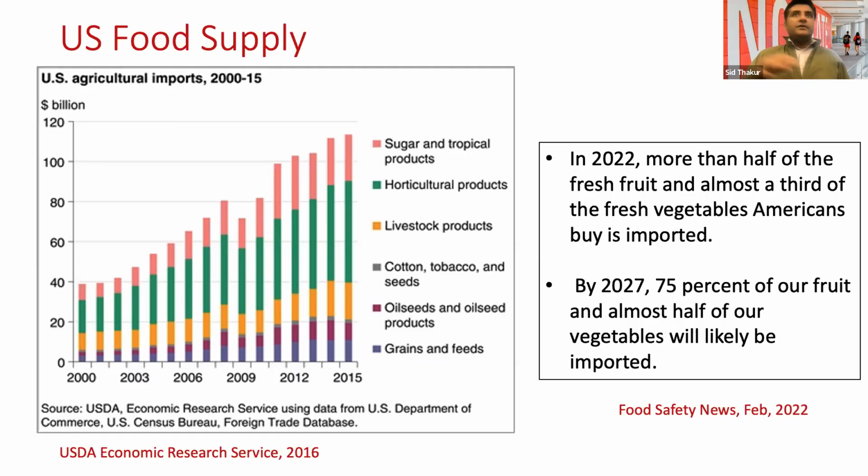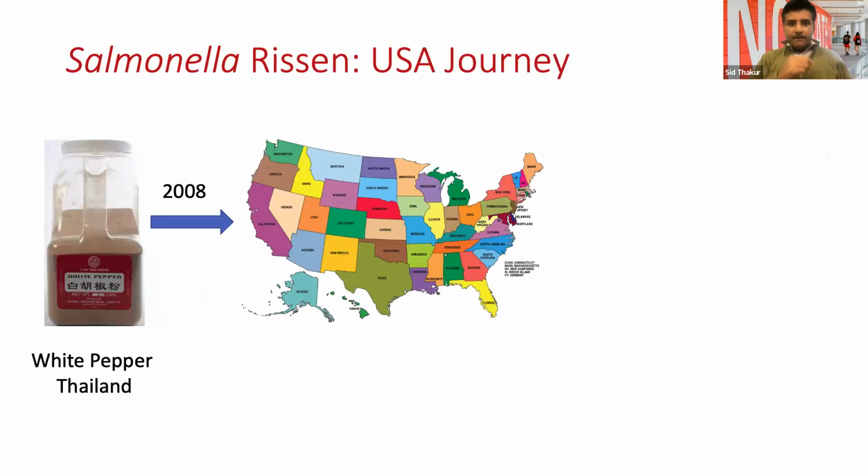But just to give you an example, always somebody is going to sneak through it, and then it becomes a huge problem. Okay, so why is this important? Why am I stressing the aspect that we bring in food products from different parts of the world? So from a pathogen perspective, here's a very good example. Salmonella ricin is a type of salmonella that was not there in the US. And we first discovered it around 2008 because it was in white pepper that was imported from Thailand.